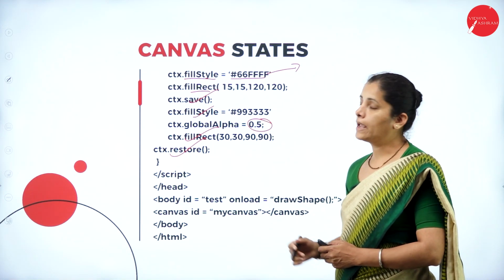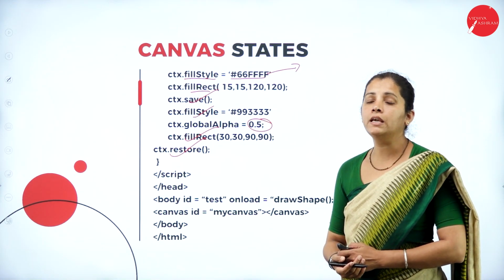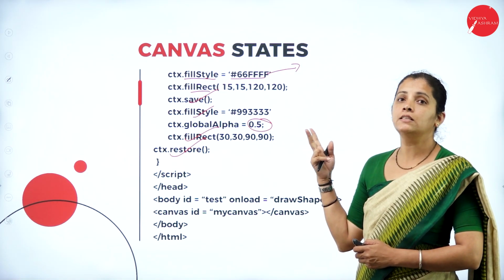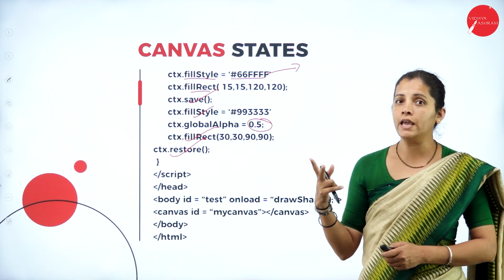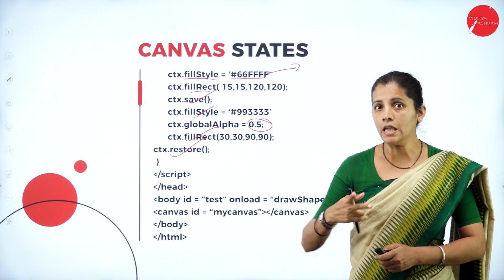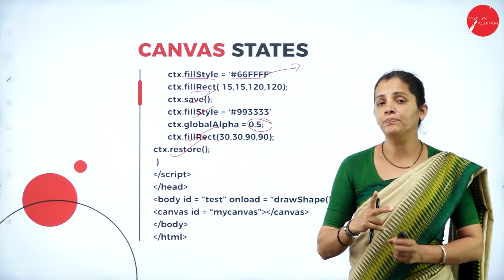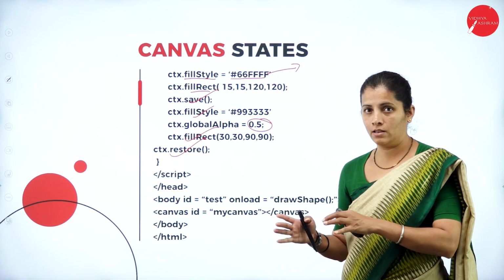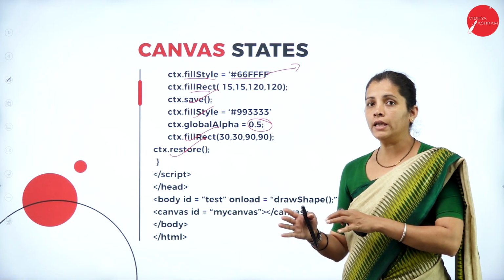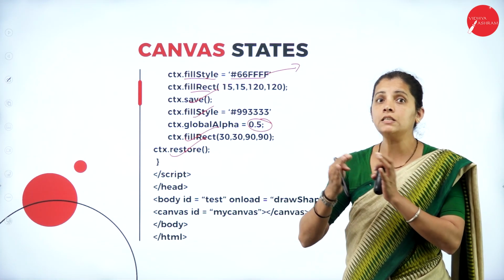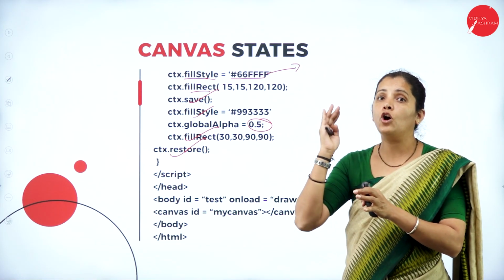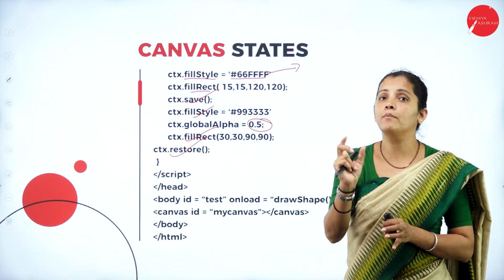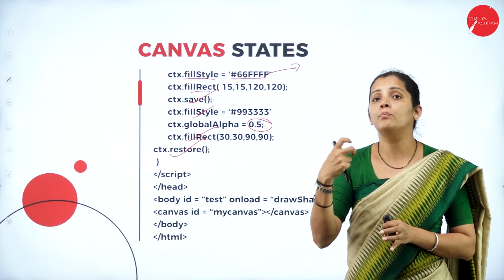So this is the way I can have the states of the canvas. What are the two states? That is save and restore. Save in the sense what? Saving the current state of the canvas on the stack. Then what about restore? Retrieving the last state, that is at the top of the stack, I'm going to retrieve or pop.